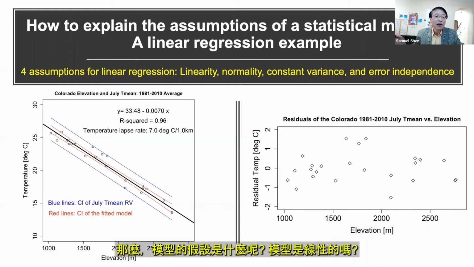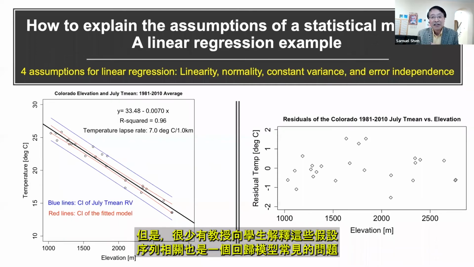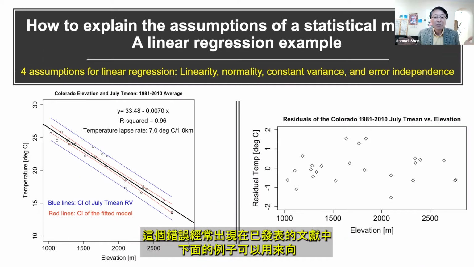So what are the assumptions? Is the model linear? Are the residuals normally distributed? Do the residuals have constant variance? Are the regression errors independent? However, very few professors explain these assumptions to students. Serial correlation is often a problem for regression, so this mistake is frequent in published papers.